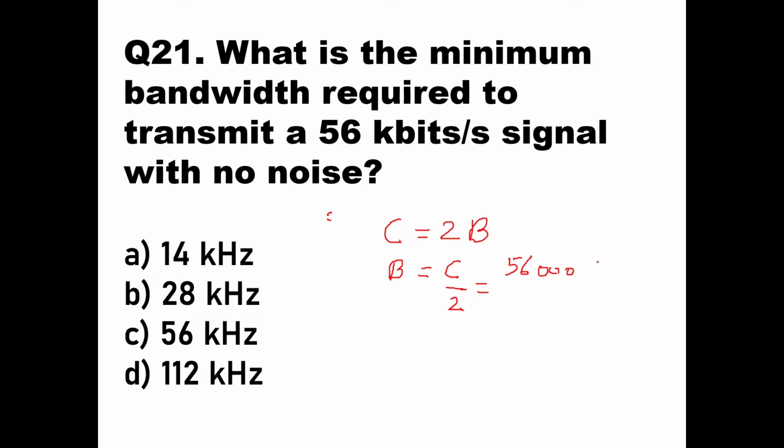56,000, that is 56 kilobits per second. So 56,000 divided by 2, B will be equal to around 28,000. In terms of frequency, it will be 28 kilohertz. Clear? So the minimum bandwidth without noise will be around 28 kilohertz. The option will be option B, 28 kilohertz. Then we'll go to the next question.